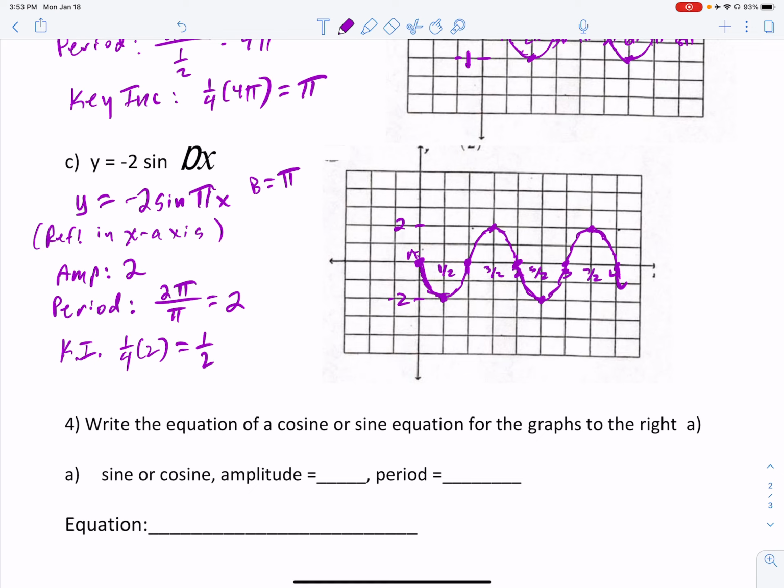Again, you need to not be using Desmos. You need to analyze this and be able to graph these using the key increments. No graphing utility needed.